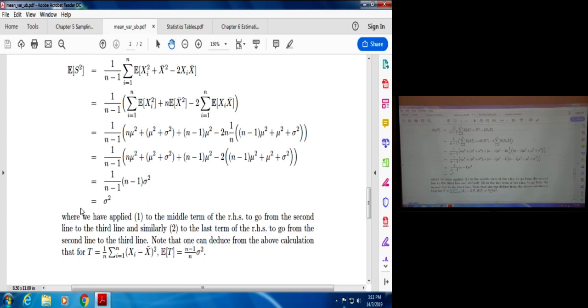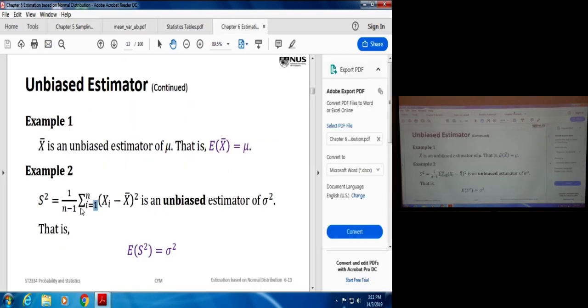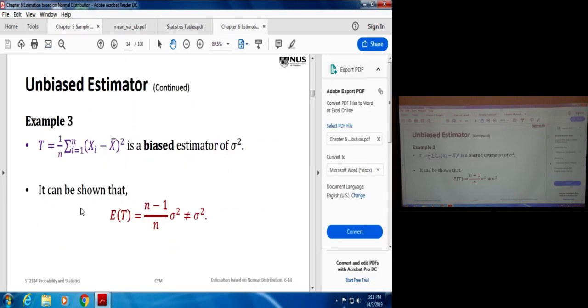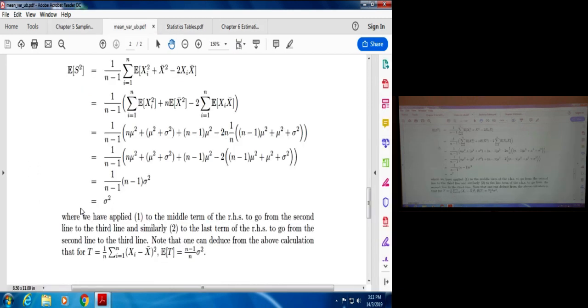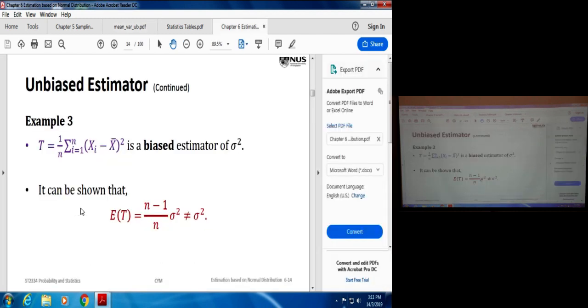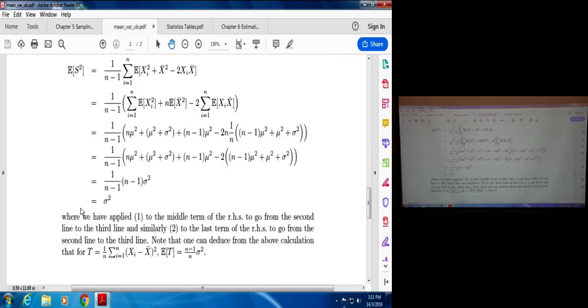So if you follow this calculation and replace s squared with this quantity t, what you'll get is 1 over n here, and this will be n minus 1. So you'll get n minus 1 over n times sigma squared, which is precisely this result here. That is to say that it's a biased estimator. Again, the calculation I've given you has a typo in it. This is n mu squared plus sigma squared. So I'll put that in later.